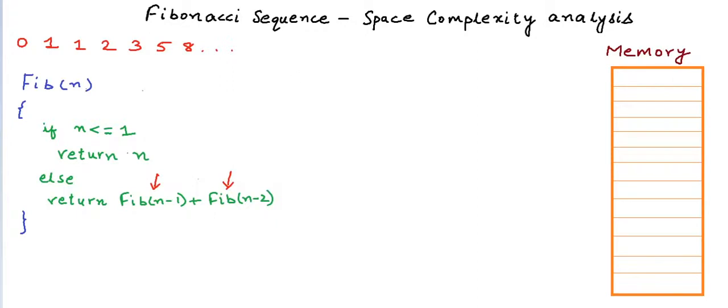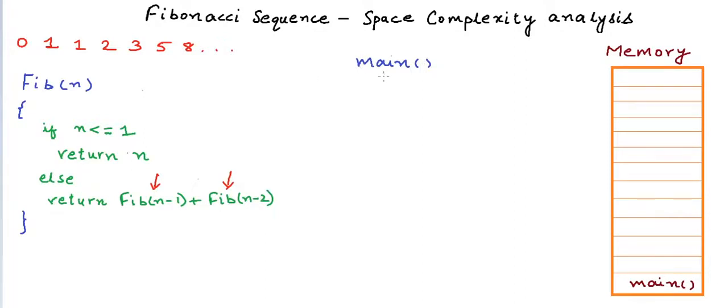So in a typical program we will have a main method, and from this main method we will call fib of 5. Now let's roll back a little bit. When a method is executing, it is currently in the memory, so all the local variables and information about the method is already in the memory.